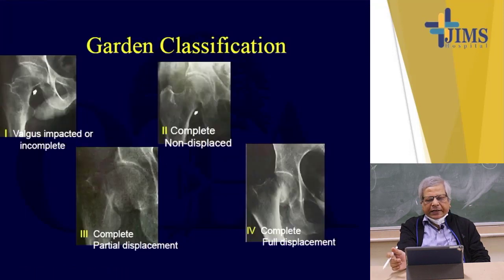How do you classify this? As I said, this is the line of the capsule. Anything proximal to this is a fracture neck of the femur. It's divided into two: subcapital, and this is subcapital, and then another is transcervical.